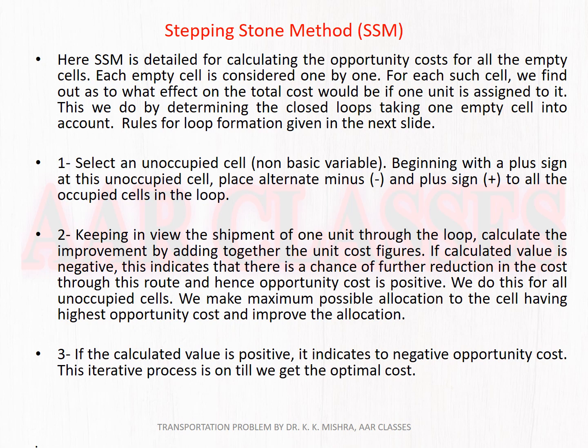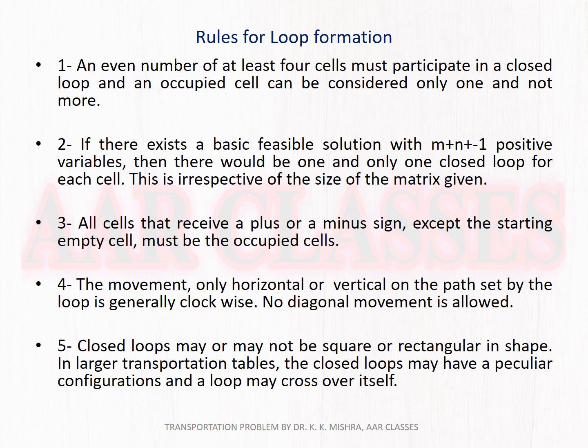We make maximum possible allocation to the cell having highest opportunity cost and improve the allocation further. Third, if the calculated value is positive, it indicates a negative opportunity cost. This iterative process goes on till we get the optimal cost.